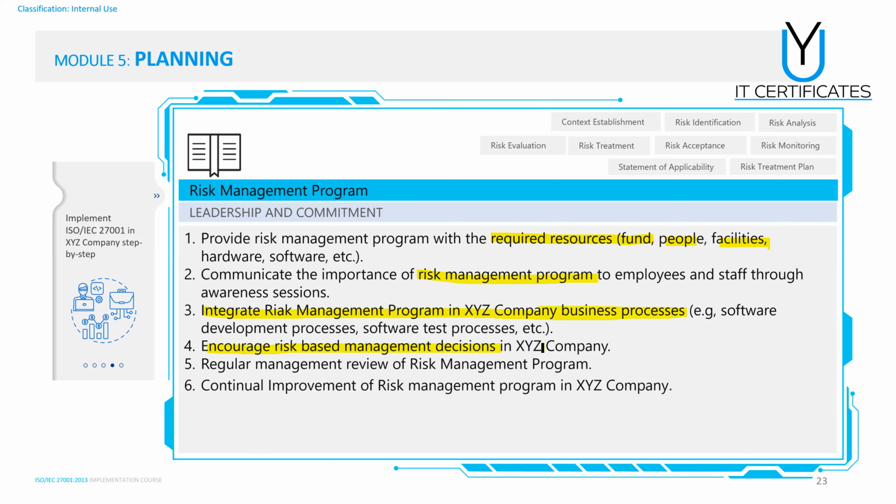This is very important because risk management is based on governance. And if you want to take a decision, you must have a risk management based decision to make sure that this is done in a proper way and it will not affect your business and matches your business. Also, it should go with regular management review of the risk management program and process. And finally, we must have a continual improvement program for the risk management.